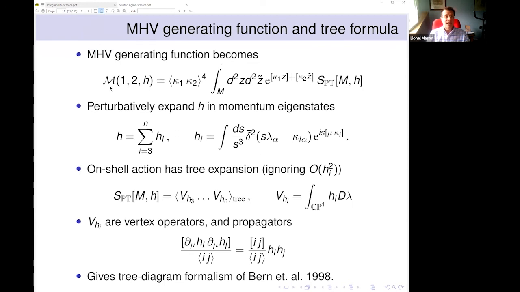Okay, so with that, we can take our MHV generating function to be this integral that I had before, but where I had the Plebanski scalar before, we now have this on-shell action, and I've taken out this inner product of kappa one, kappa two, because there are various factors that come out of the measure, because kappa one and kappa two weren't necessarily normalized, but I use them as a spin frame.